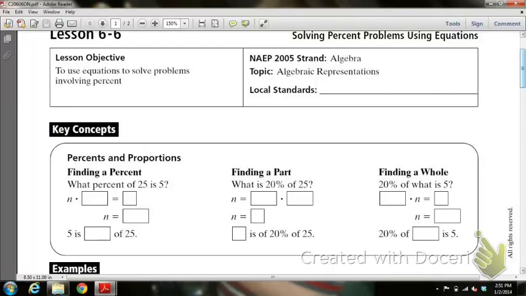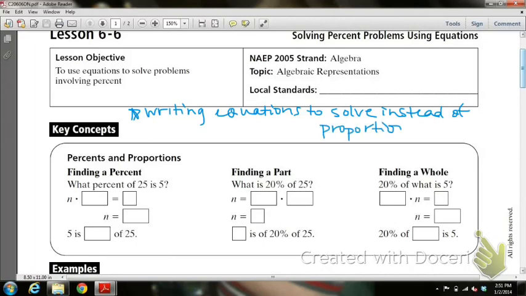In lesson 6.6, we're going to solve percent problems using equations. So what we're doing here is we're writing equations to solve instead of the proportions. So we're not going to use the is over of equals percent over 100 here. It's just another way to find it. You could always use the proportion. That works for everything. But this is just an alternate way to do it.